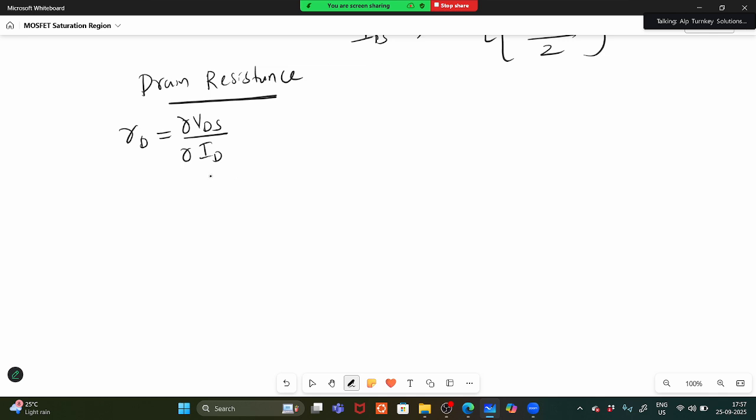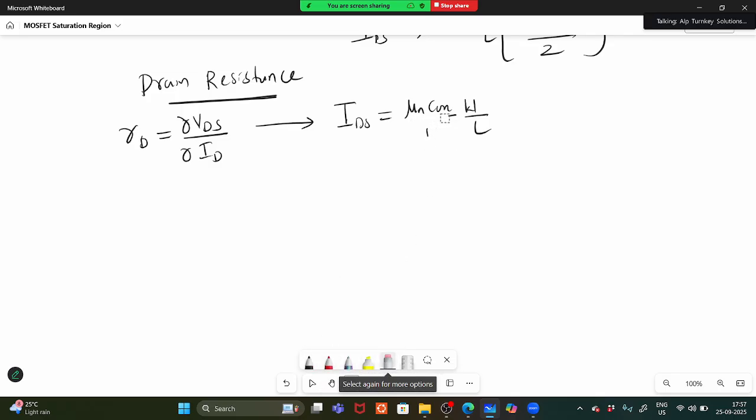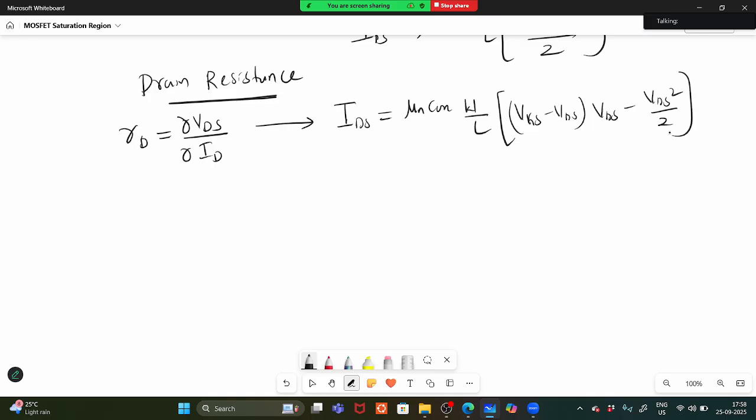Partial differentiation means you consider one variable as a variable and the remaining ones as constants. So this I am going to derive for the Id current equation in the linear region. What is Ids? Ids equals mu n Cox W by L, into (Vgs minus Vt) Vds minus Vds square by 2.